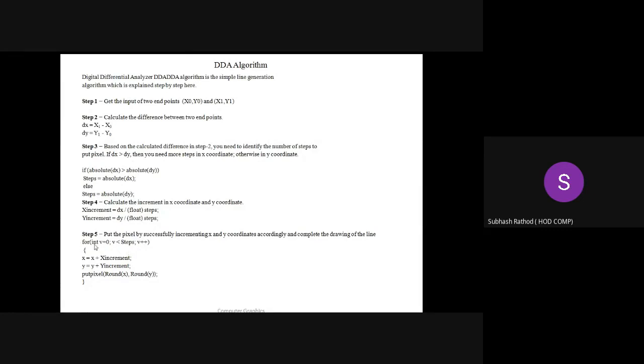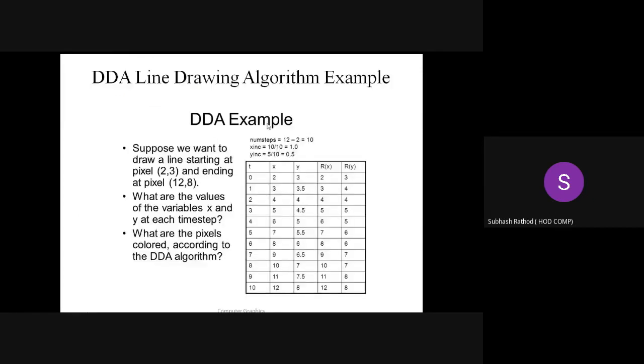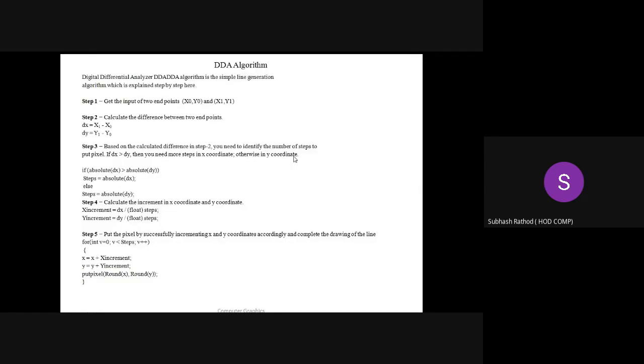So look at this for loop. Int v equal to 0, v less than or equal to 10, less than 10. It means this for loop will be executed 10 times and you will get these 10 pixel values. And once you have these 10 pixel values, you can complete the line. So on paper, you have the values num step equal to 10, x increment equal to 1.0, y increment equal to 0.5. Now you can put them in this formula.